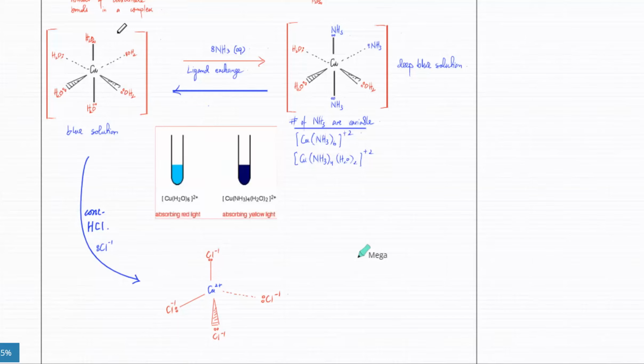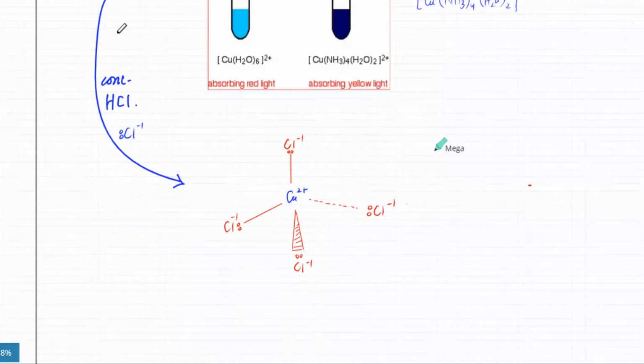Like if I just draw these random circles, let's assume that Cl is kind of big in size. So if it's bigger in size, you run out of space around it. So you can't fit 6 of them around it. So just remember Cl-1 is bigger in size and it usually forms a tetrahedral complex. Only 4 of them are able to actually fit around the copper 2+ ion. Is this point clear?